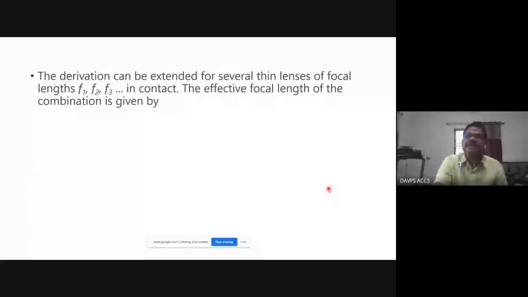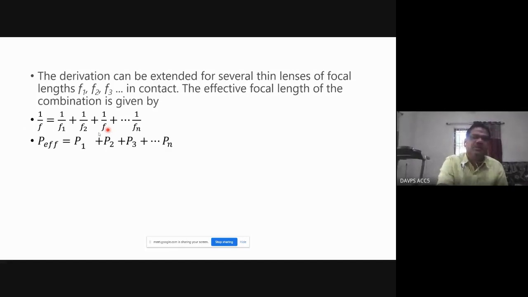This derivation can be extended for several thin lenses of focal length F1, F2, F3 in contact. The effective focal length of the combination, if many lenses are combined, is given by 1 by F equal to 1 by F1 plus 1 by F2 plus 1 by F3 plus and so on up to 1 by Fn. In this manner, because power equals 1 by F, the power P equals P1 plus P2 plus P3 plus up to Pn.